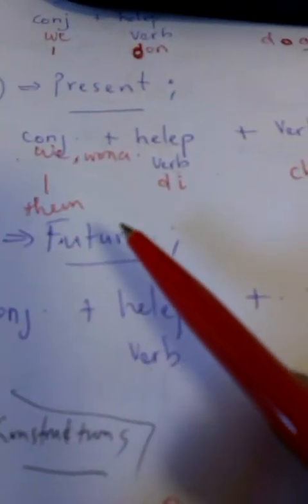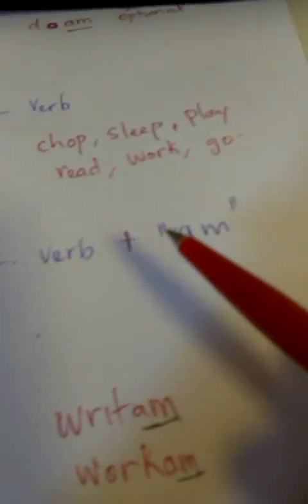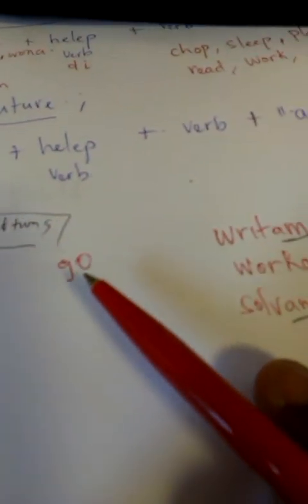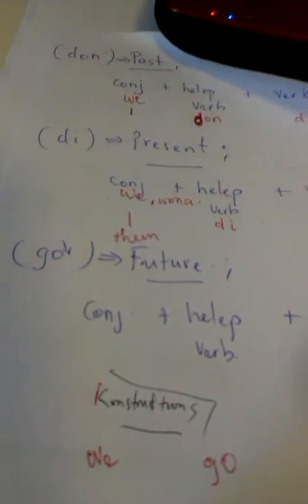Go, for future. We need another conjugated verb. We need the help verb, and we need the verb plus the am again. We'll take an example. We go help verb, because the help verb for future is go. So we need we go. We go write plus am. We go write them, we go work them, and we go solve them. Just English words that we use, plus the am there.